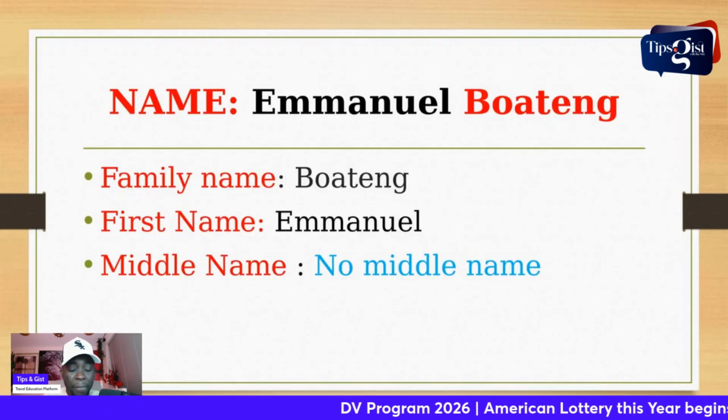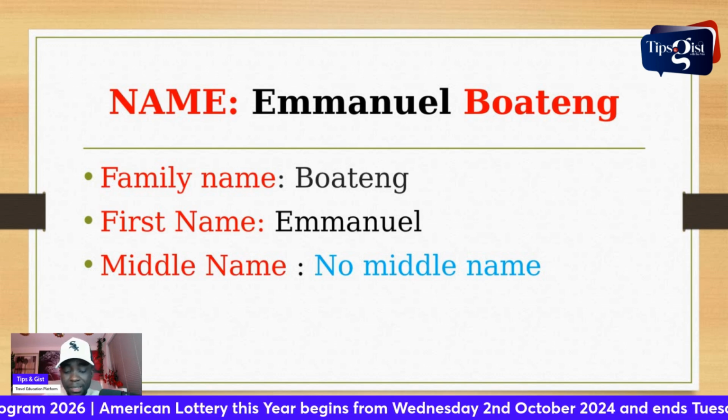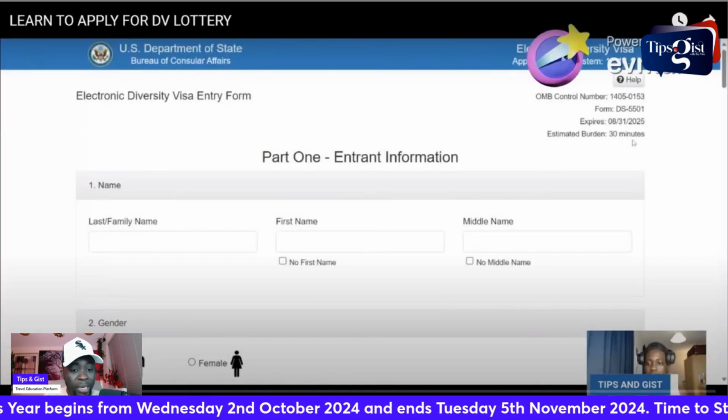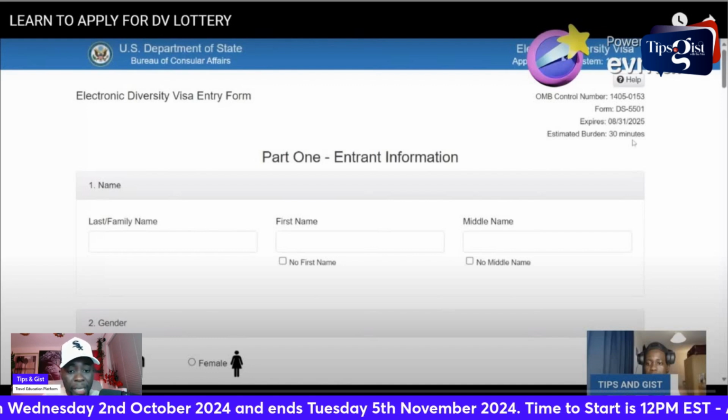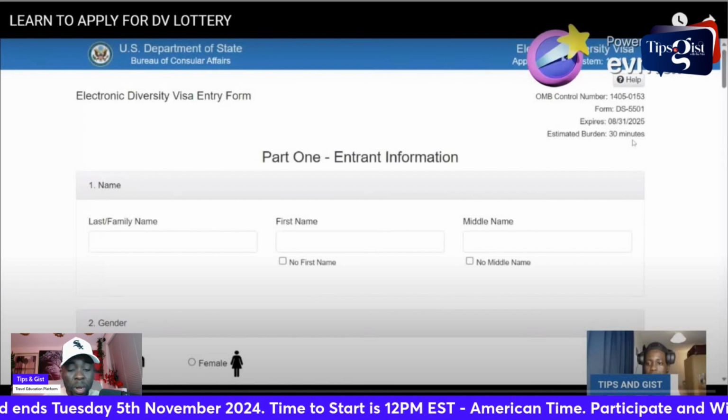Let's do a few examples. A case study is Emmanuel Boateng. You can see Emmanuel being the first name, Boateng being the surname, and no middle name. So in that case, Emmanuel will enter the last name, Boateng, over there, Emmanuel in the first name field, and for the middle name, he is going to click no middle name.